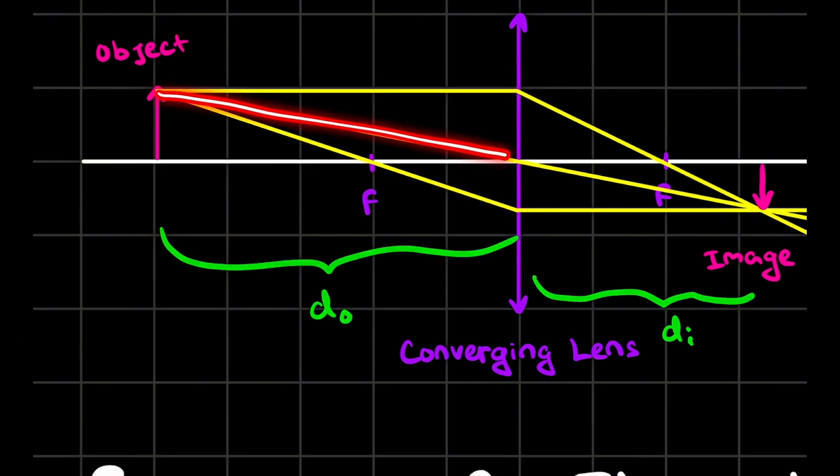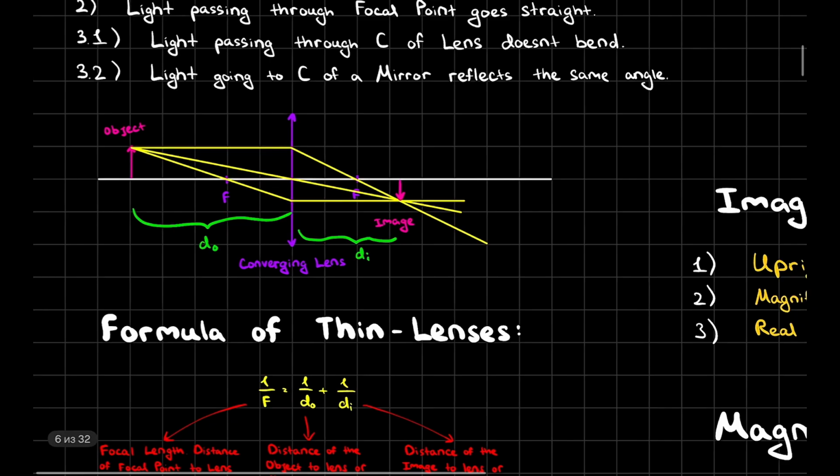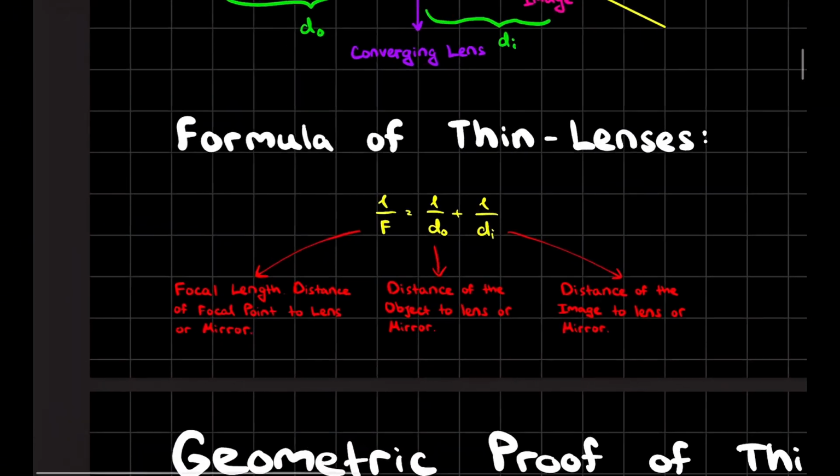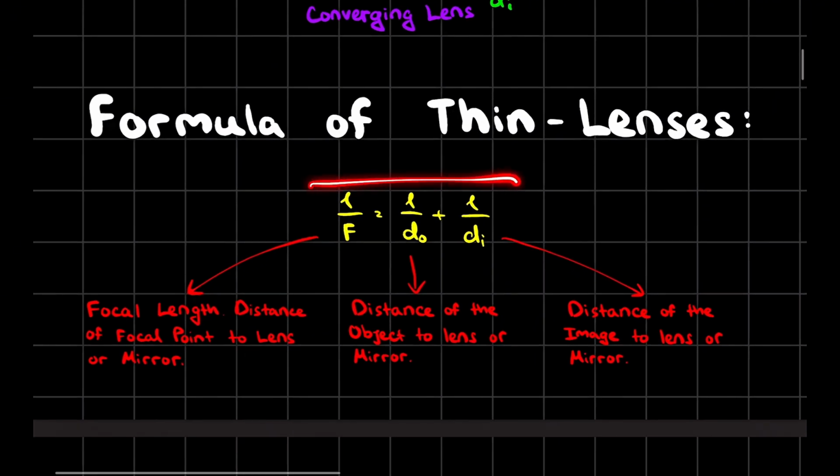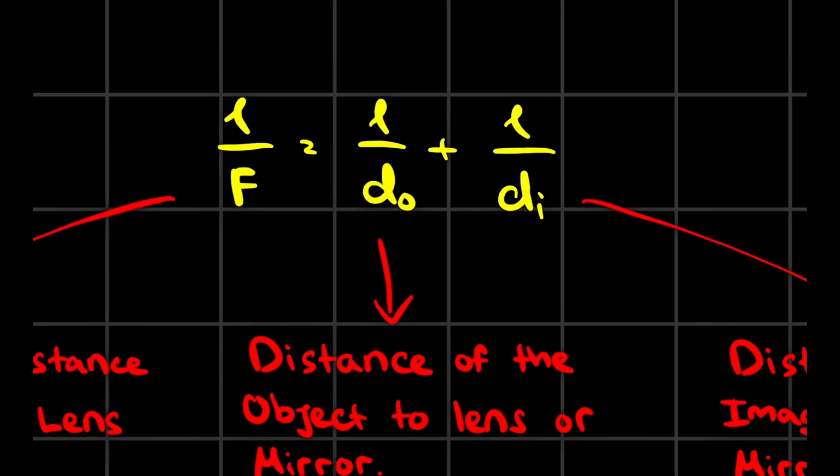So you remember this one and this one, the same angle. This angle and this angle have to be the same. Okay, good. I hope that you understand it. We have a formula to calculate it: 1 divided by F equals 1 divided by DO plus 1 divided by DI. Some people write it as S and S prime.